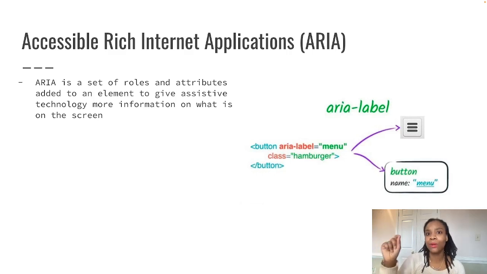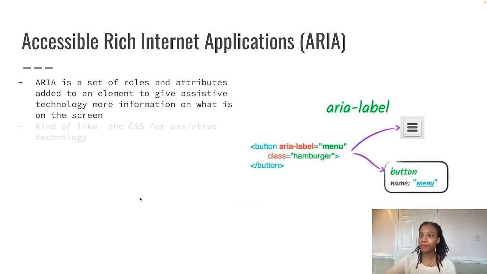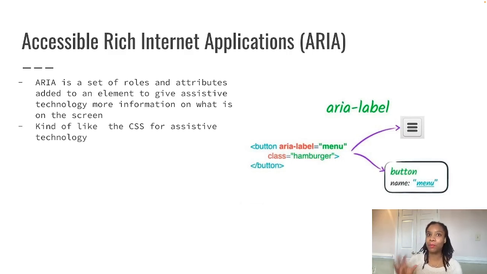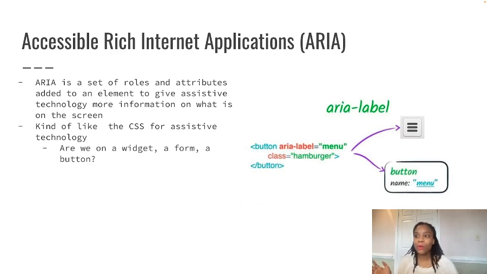And I'll also show you how the screen reader reads my page just so you have an idea of how a screen reader is used and all that. So ARIA is kind of like CSS for assistive technology in that it paints a picture of what's on the page rather than just spitting out whatever's on there. It tells you, are we on a widget? Are we on a form? Are we on a button?